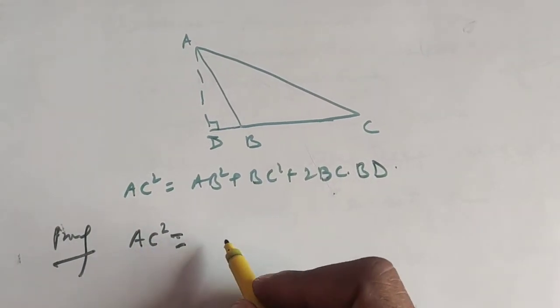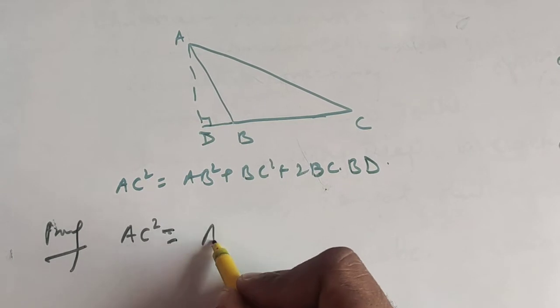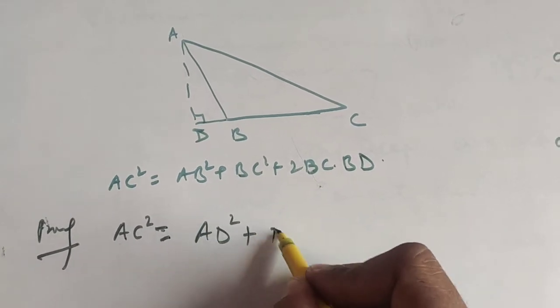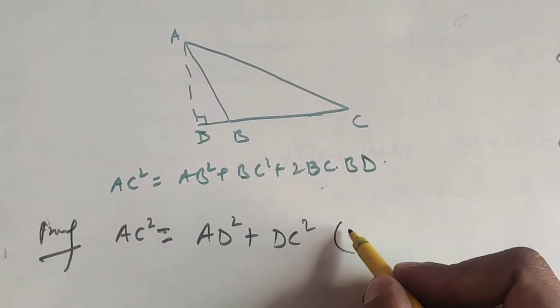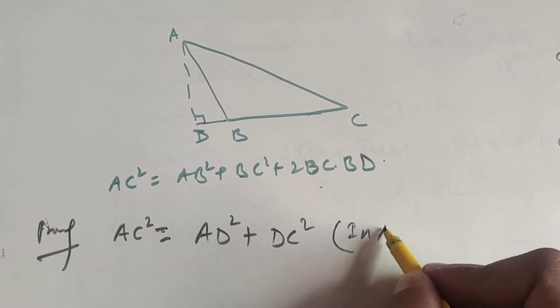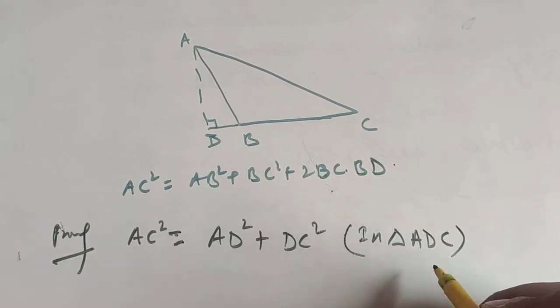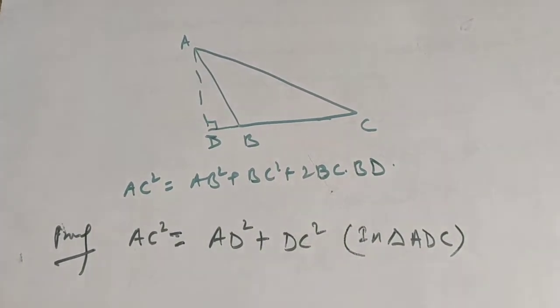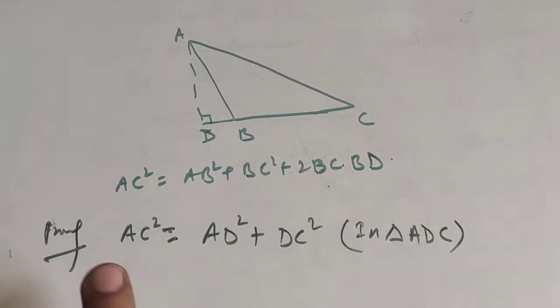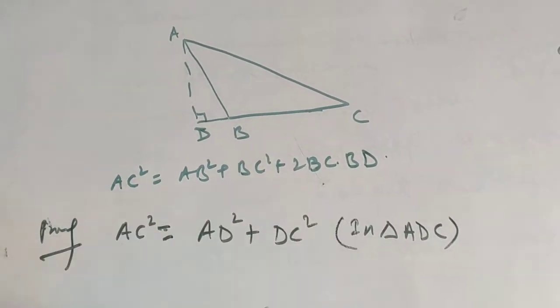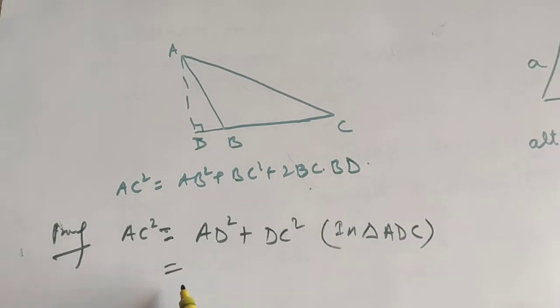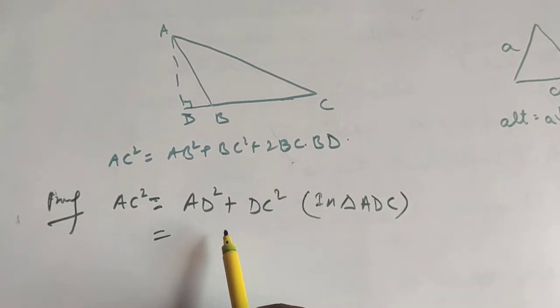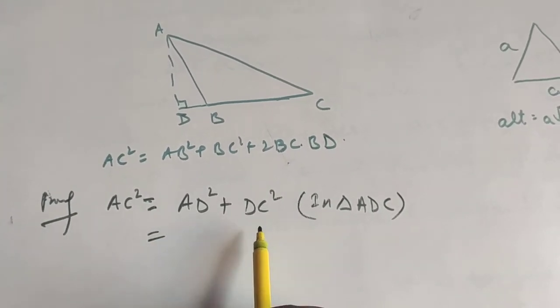From this we can clearly have AC square as AD square plus DC square. This is by Pythagoras theorem in triangle ADC. We can see AC square is equal to AD square plus DC square. Now this was AC square, this is AC square. Now we will change the things in the left hand side. Now this is AD square plus DC square.